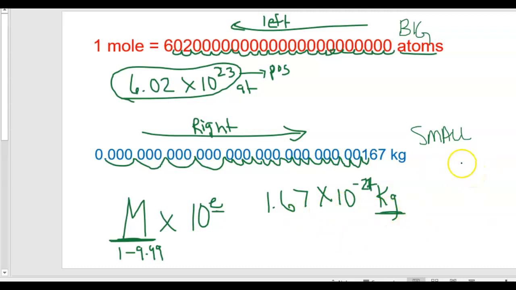And that's a quick reminder of scientific notation, because you will have an assignment over that.